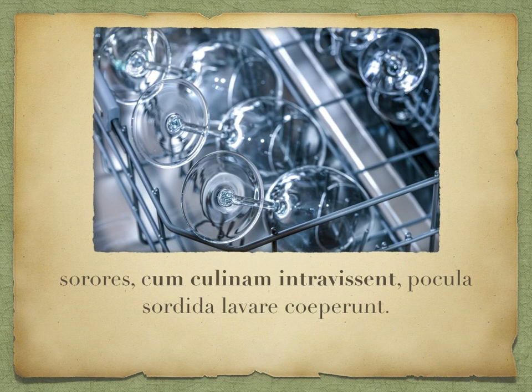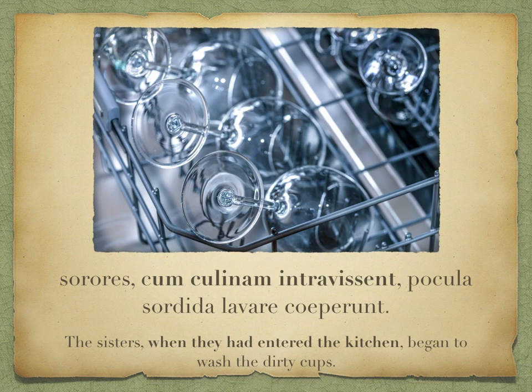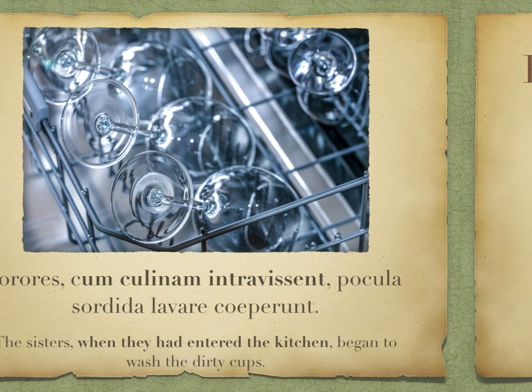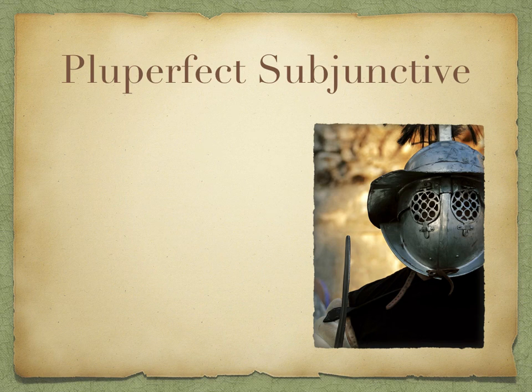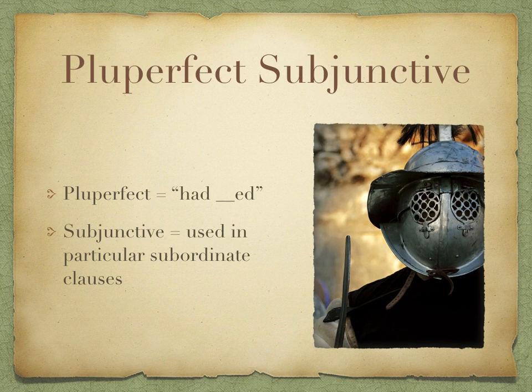Another example, sorores cum culinam intravissent pocula sordida lavare coeperunt. The sisters, when they had entered the kitchen, began to wash the dirty cups. And you'll notice that the word intravissent looks new and different. So these ones that we are learning about today are pluperfect subjunctives. So we already know that because they are pluperfect, we translate them as had something. If this isn't making sense, you're going to need to go back to the verb tutorial video to recap what a pluperfect is. It indicates something that happened further back in time. The subjunctive is the mood of verb that's used in particular subordinate clauses, like one starting with cum.